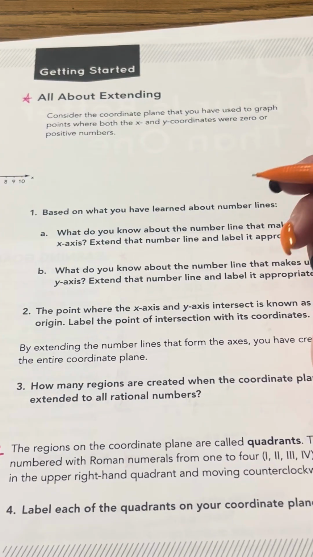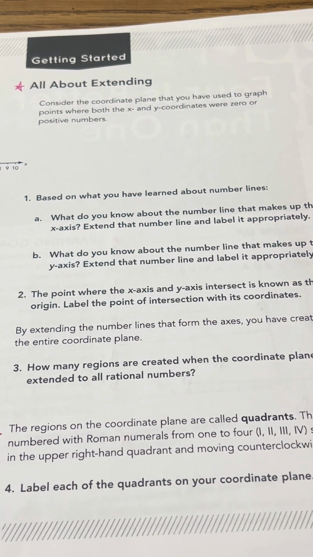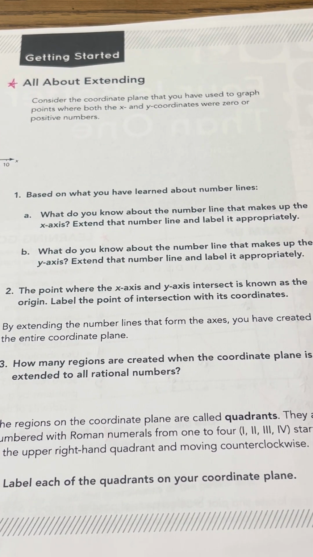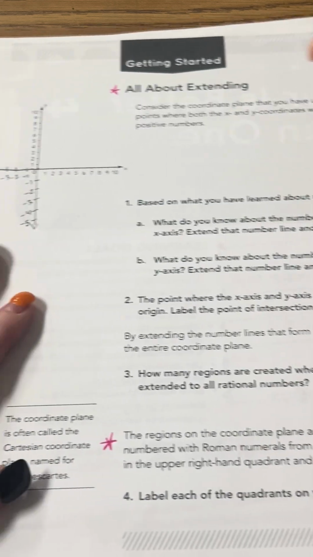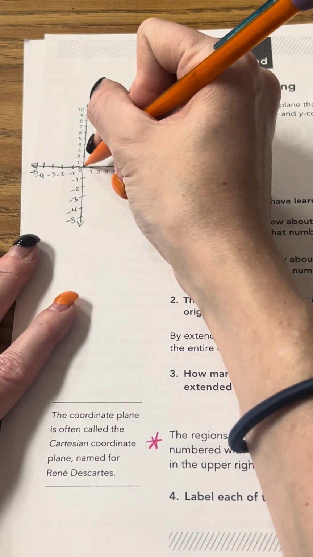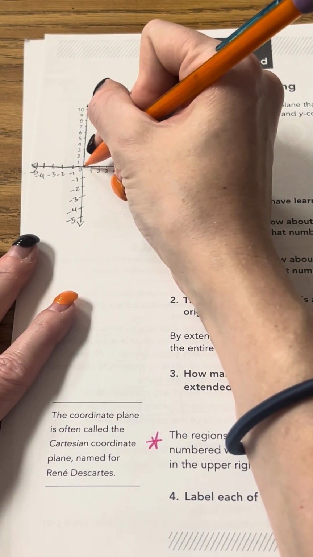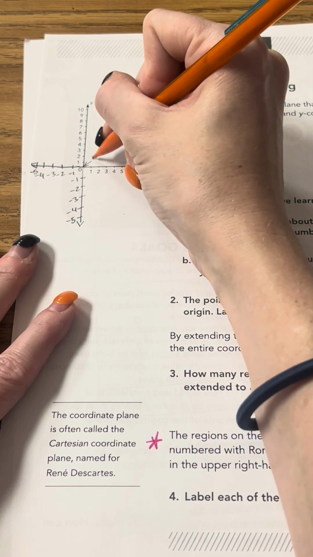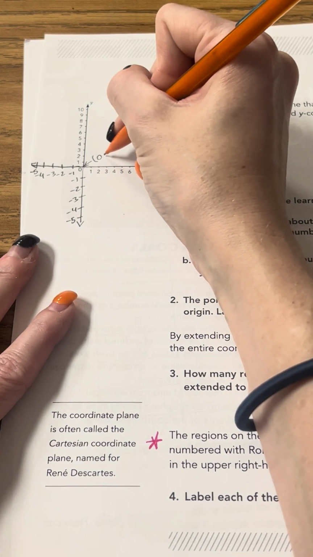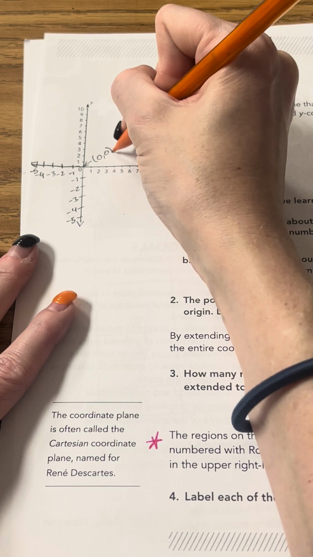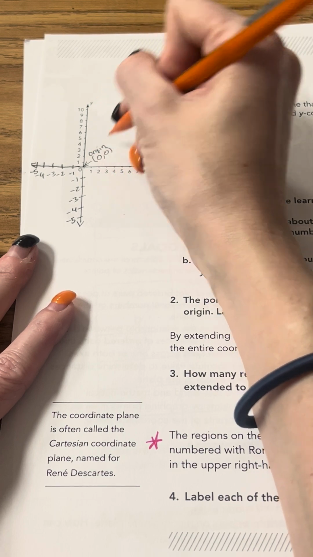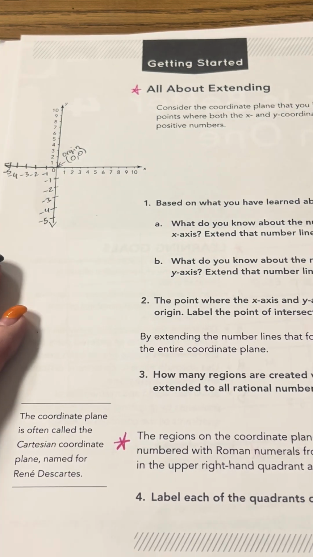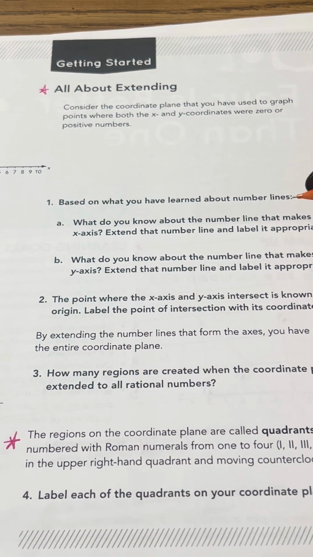Okay. Number 2, the point where the x-axis and y intersect is known as the origin. Label the point of intersection with its coordinates. So what they want you to do is go over here and label it with its coordinates, and we just talked about it. The coordinates of origin is 0, 0. Always 0, 0. That's how we know it's origin, is when both x and y are 0.